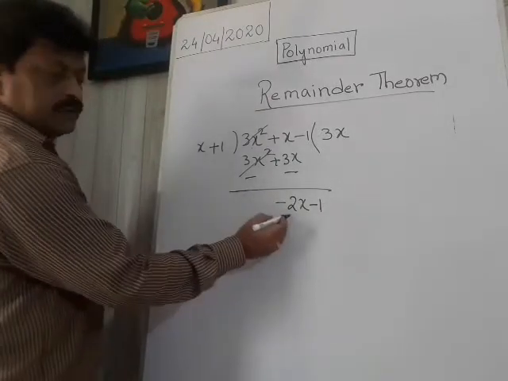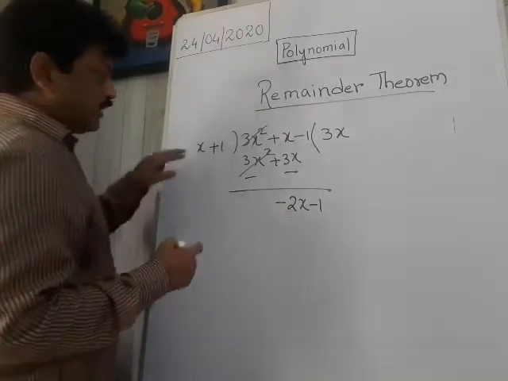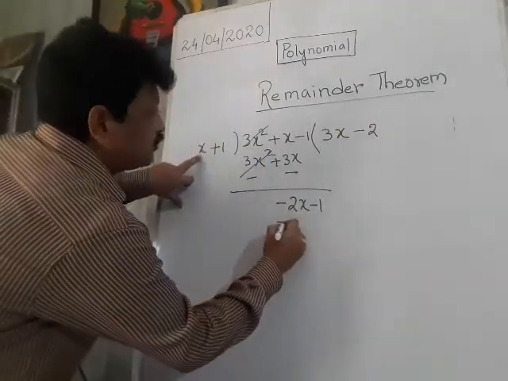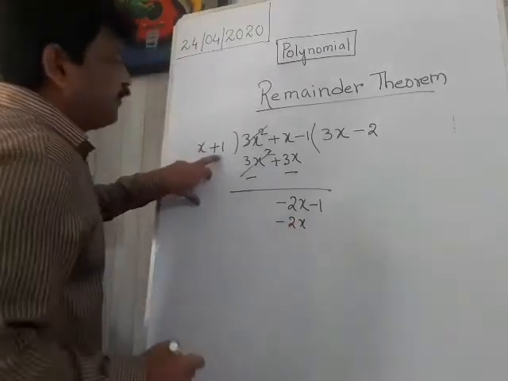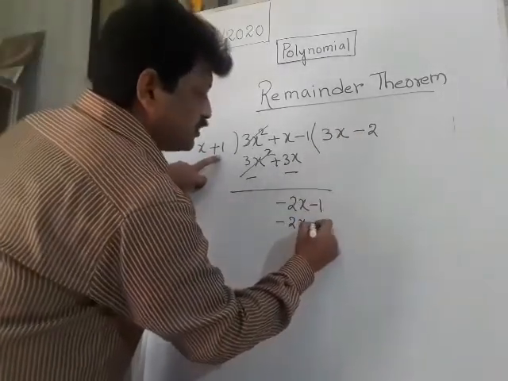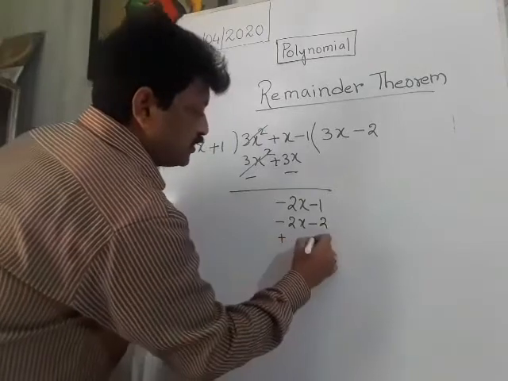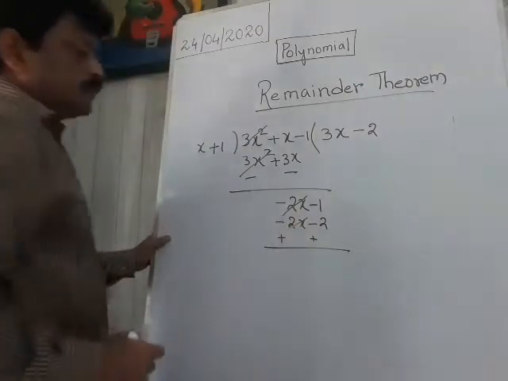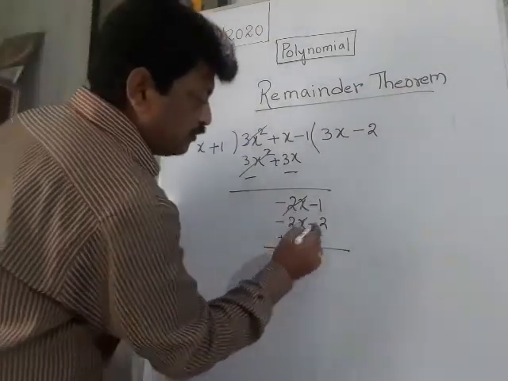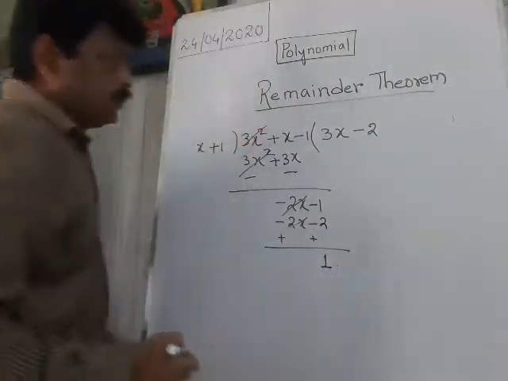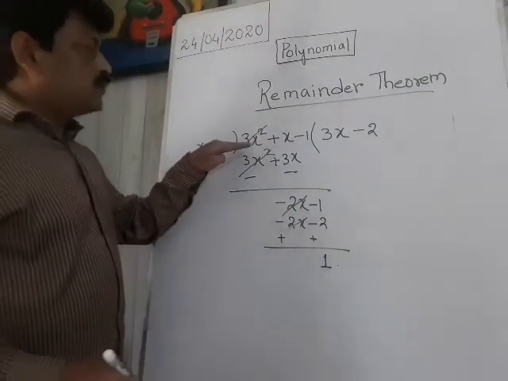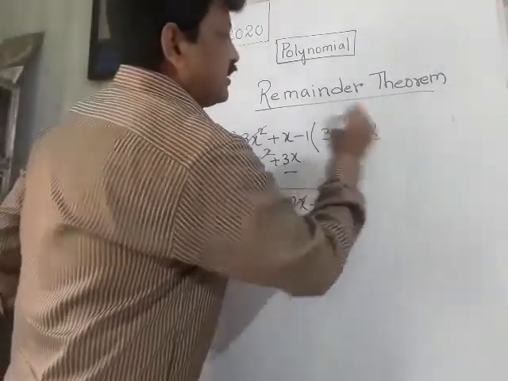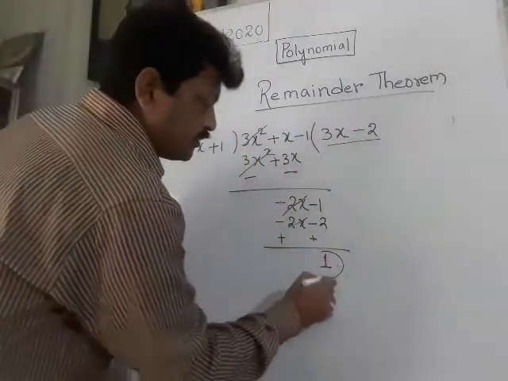Now here it is x and here it is minus 2x. So I have to multiply x with minus 2. So x multiplied with minus 2 will give minus 2x, and plus 1 multiplied with minus 2 is minus 2. I have to change the sign as here. So this minus 2x will be cancelled. This is minus 1 plus 2, 1 is the remainder. So here when 3x square plus x minus 1 is divided by x plus 1, we are getting the quotient as 3x minus 2 and the remainder as 1.